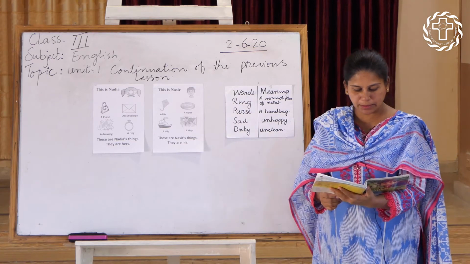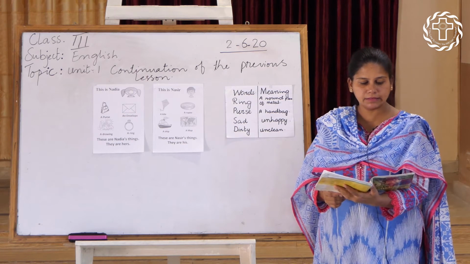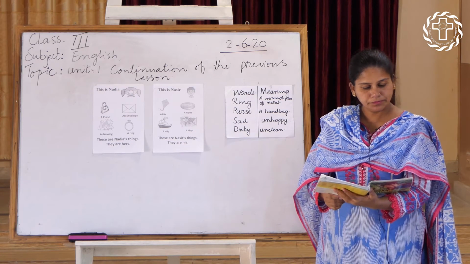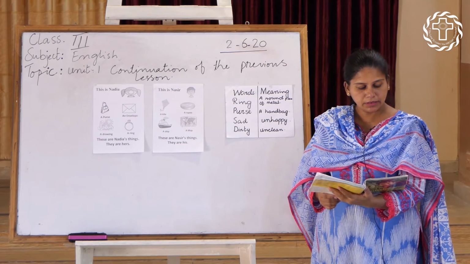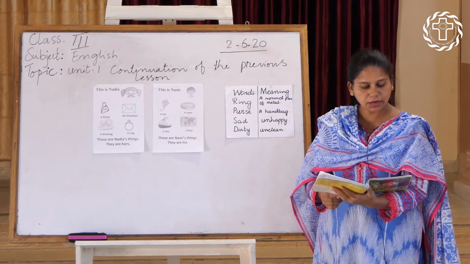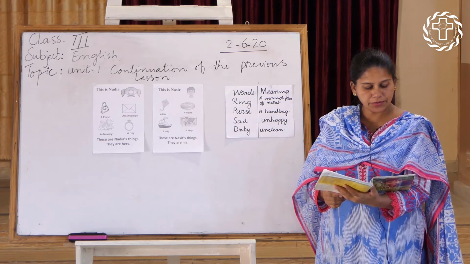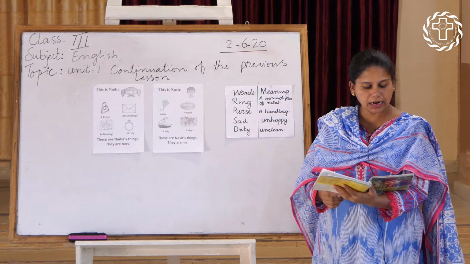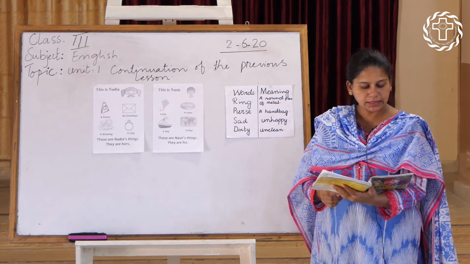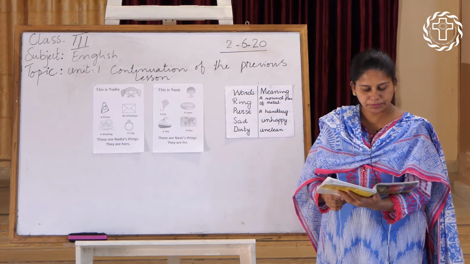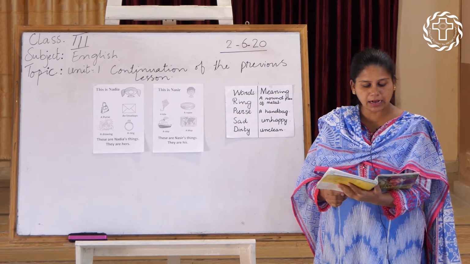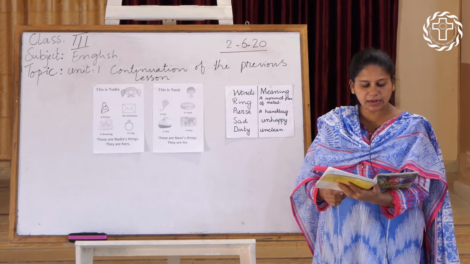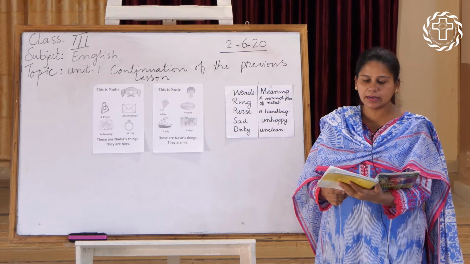Open your book, page number 8 and 9. This is Nadia. This is Nasir. A purse, a drawing, a ring. These are Nadia's things. They are hers. This is Nasir. A rupee, a kite, a ship, a map. These are Nasir's things. They are his.